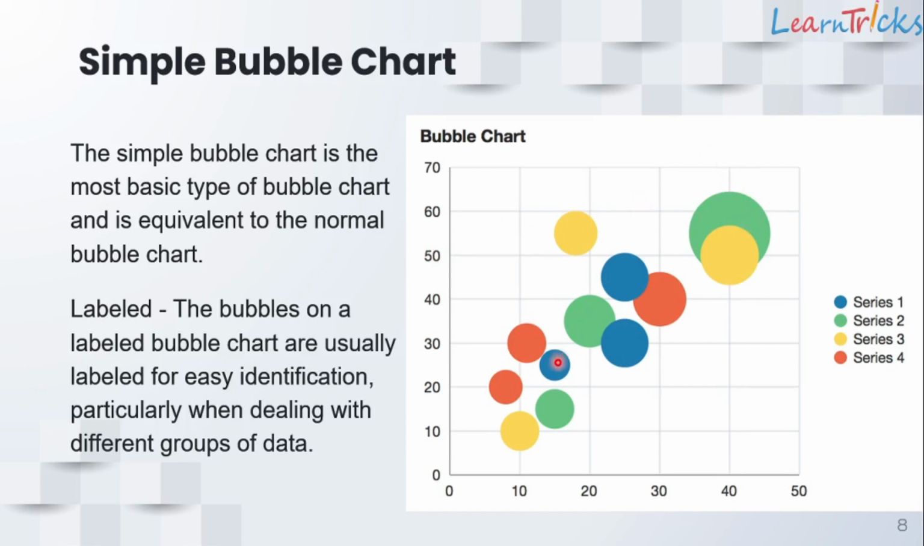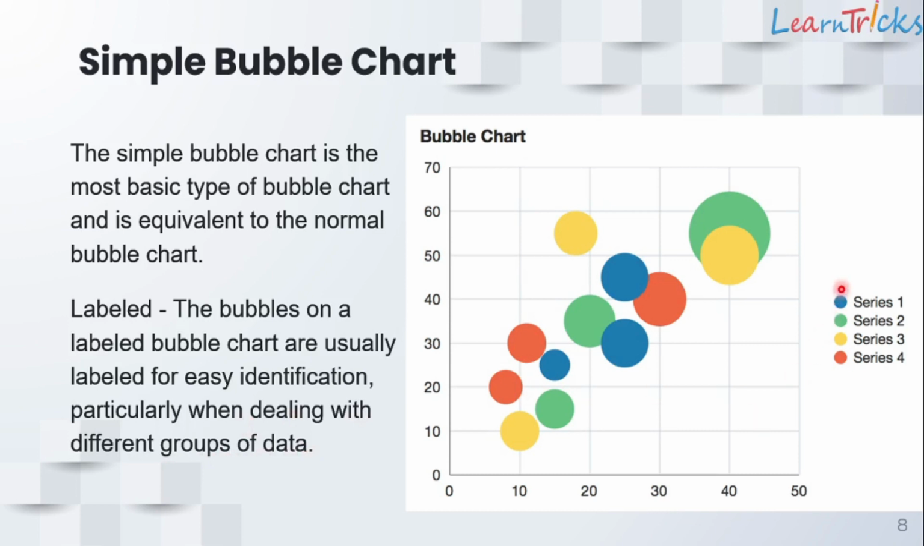Again, there is a next type of bubble chart, that is the labeled bubble chart, and the only difference between a simple bubble chart and a labeled bubble chart is that all the bubbles are labeled. It means there will be some value, that is the third dimension, written inside or shown by an arrow, and then it is called a labeled bubble chart. So the bubbles on a labeled bubble chart are usually labeled for easy identification, particularly when dealing with different groups of data.